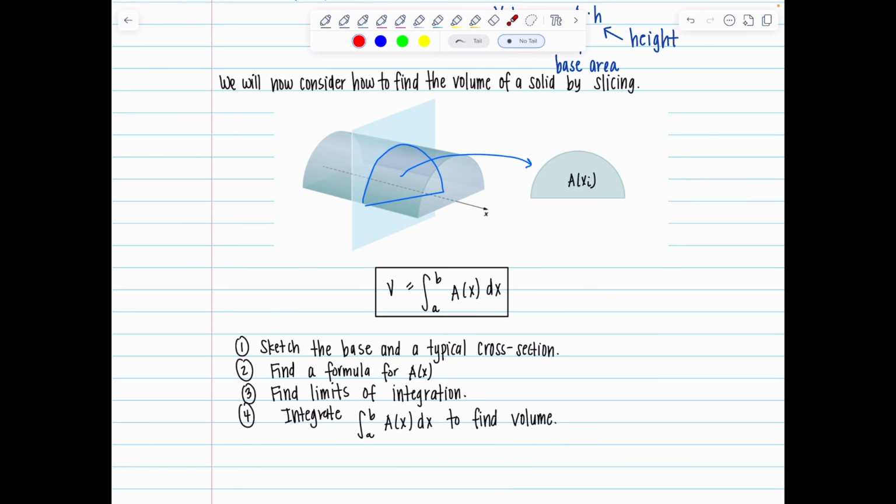Okay? So here's the general setup for these kinds of problems. Sketch the base and a typical cross section. Usually you don't need a 3D graph in order to set up and solve these problems. Next, you want to find a formula for the area of some arbitrary slice. I'll show you how to do that. That's probably the trickiest part. Then figure out the limits of integration. The limits of integration are based off of the base region. So that's why it's important that you sketch that base region. And then the last thing is you just integrate from a to b, A of x dx, to find the volume of your solid. Okay, so let's jump right into an example.